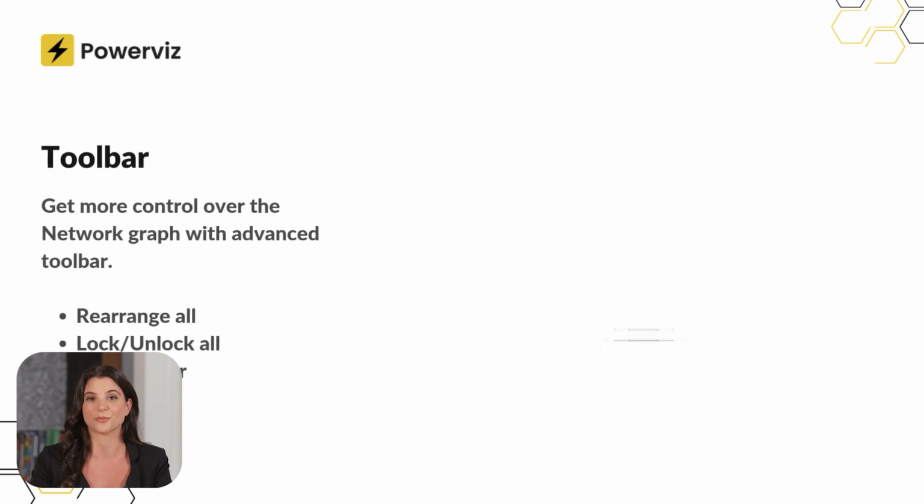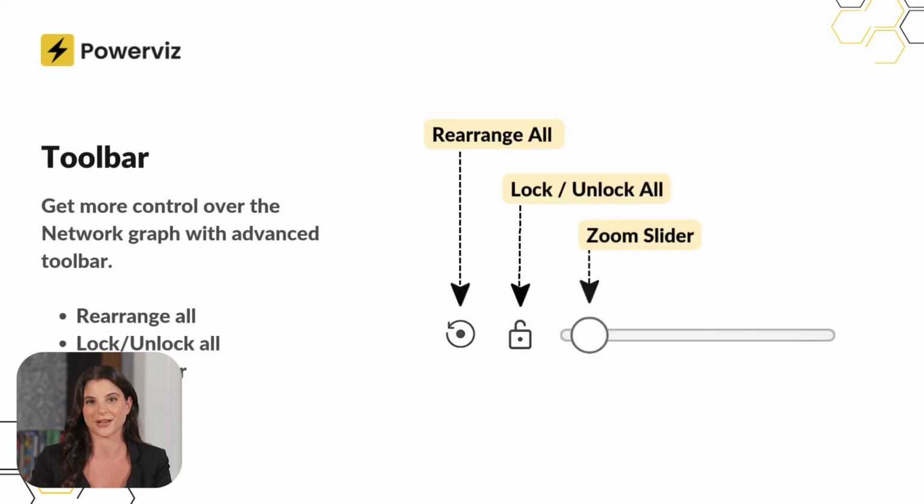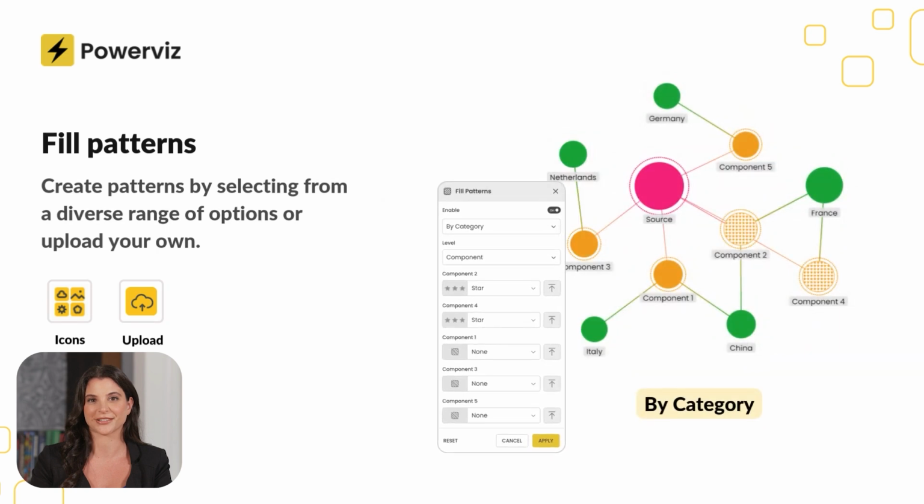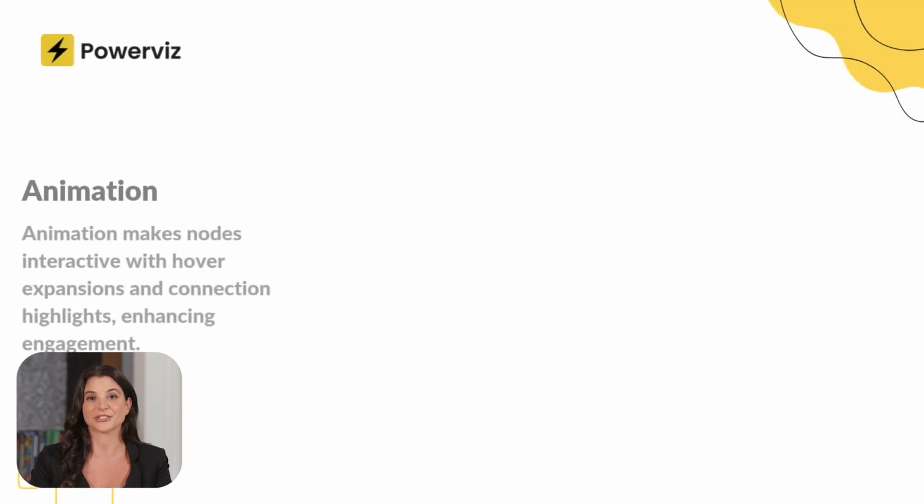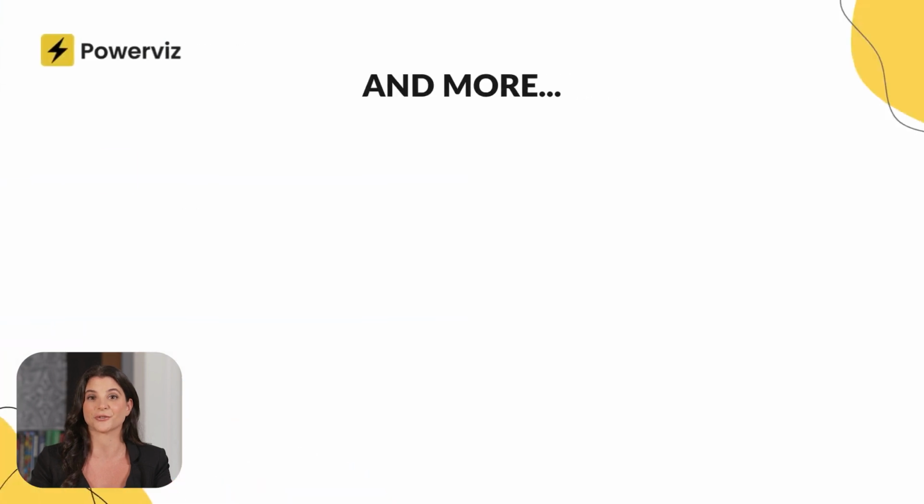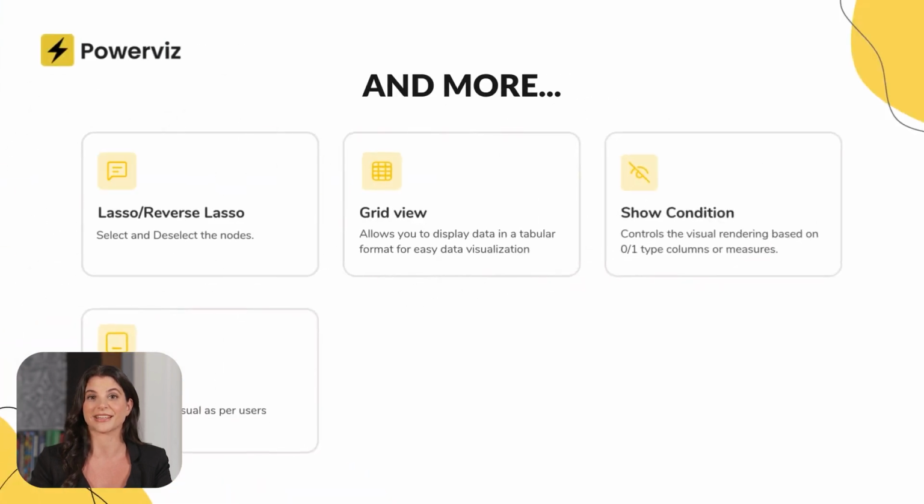Use the advanced toolbar to fine-tune your layout, line styling, shape formats, fill patterns, and more, giving you pixel-perfect design control. With the Powerviz network graph, you're not just visualizing data, you're mapping meaning.